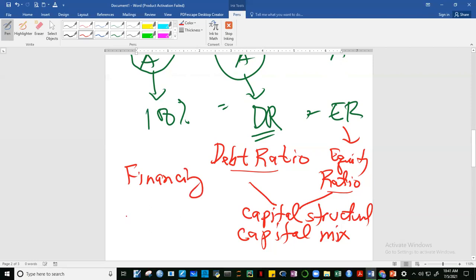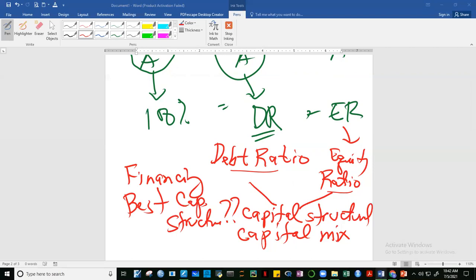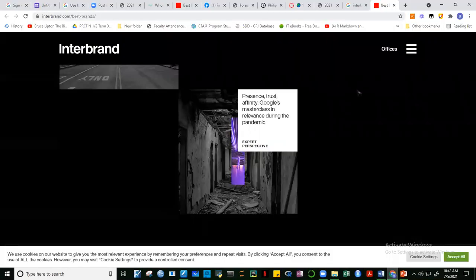Pag financing principle, what is the best capital structure? Okay, ano sa tingin nyo guys? What's the best capital structure? Sige nga, guess kayo guys, guess. Guess nga. Any guess? Kung ano yung best capital structure? Is it 50-50?